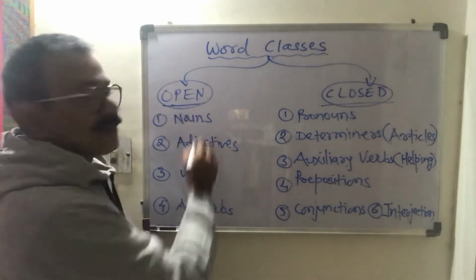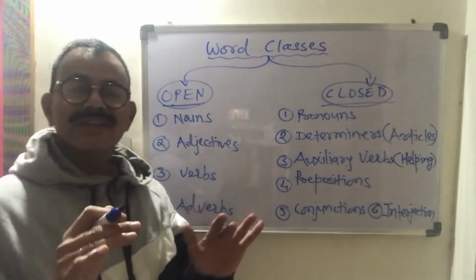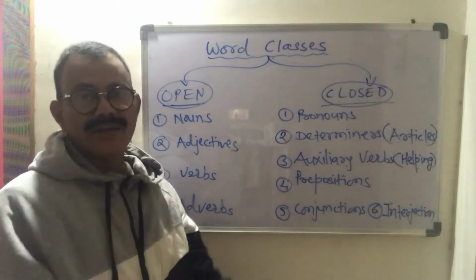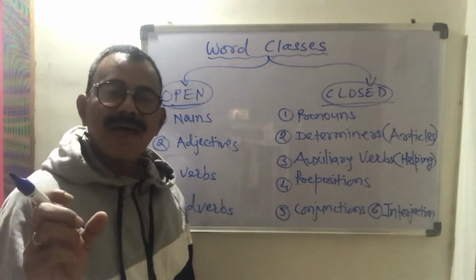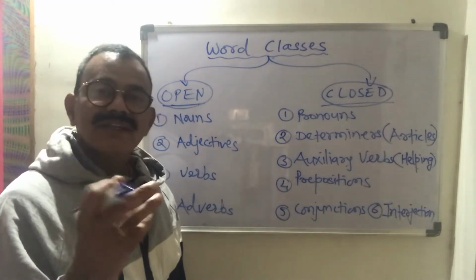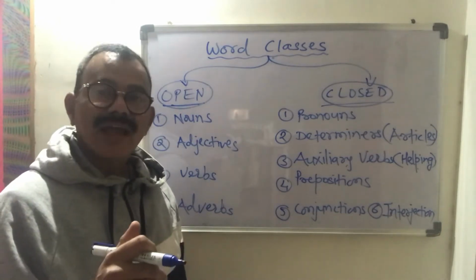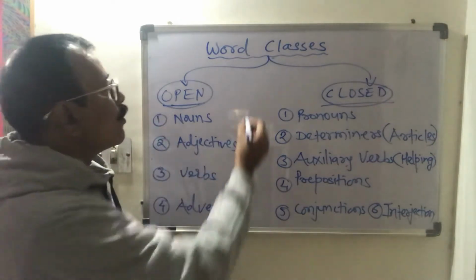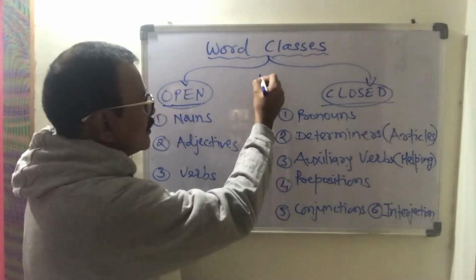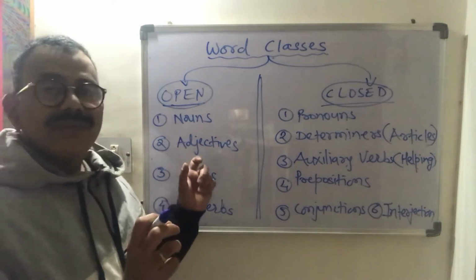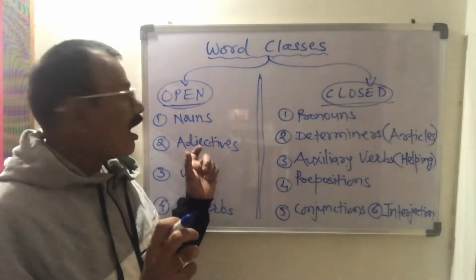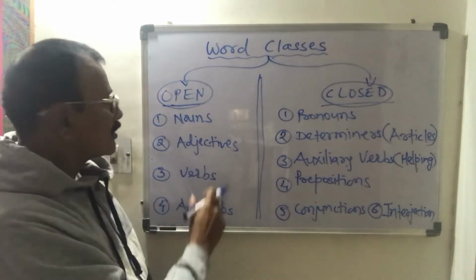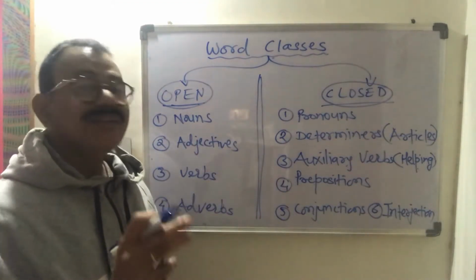Now what do we see? Open word classes are those classes in which new words are constantly added. Daily some invention happens and those words come into existence in our language system. So all those words have been categorized separately as open word classes. Now what happens? The number of words in these categories is unlimited. That means every day each and every class in this system gets new words.